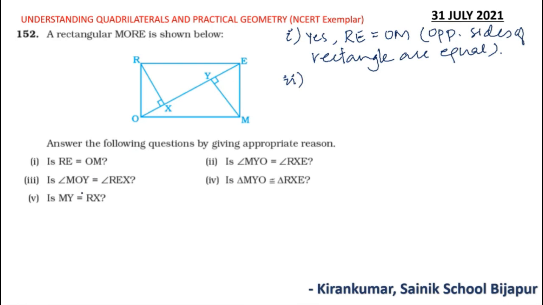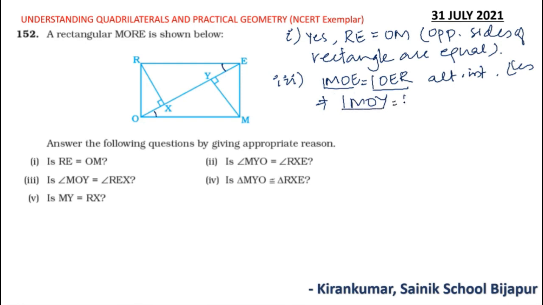Second one is angle MOY equal to angle REX. Sorry, I'm telling third one. So third one, I'll finish it first. Angle MOE will be equal to angle OER. They are alternate interior angles. This implies MOY is a part of MOE. So MOY will be equal to angle REX.